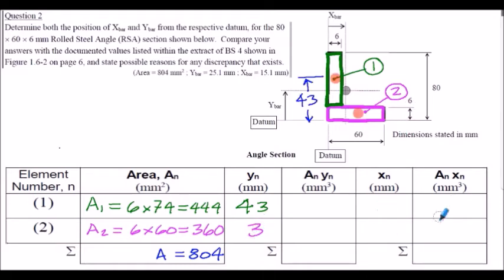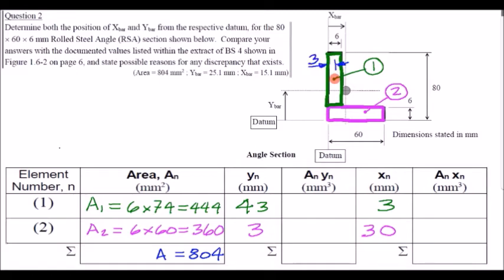Now we have to evaluate the X dimensions, and these will be dimensions from the vertical axis shown here, which is where the datum is defined, but we're measuring in the horizontal direction. So again, considering the centroid of element number 1 in the horizontal dimension, that will actually be half of 6 mm. It will be 3 mm in from the vertical end here.